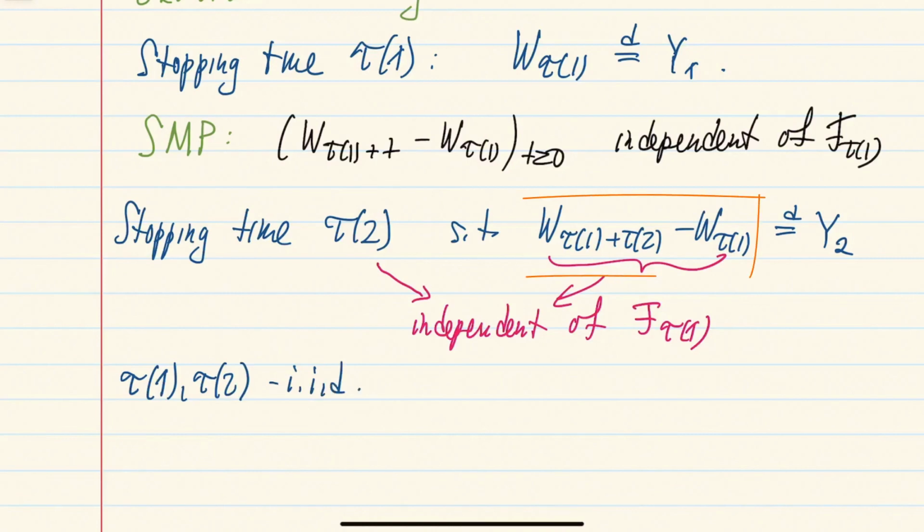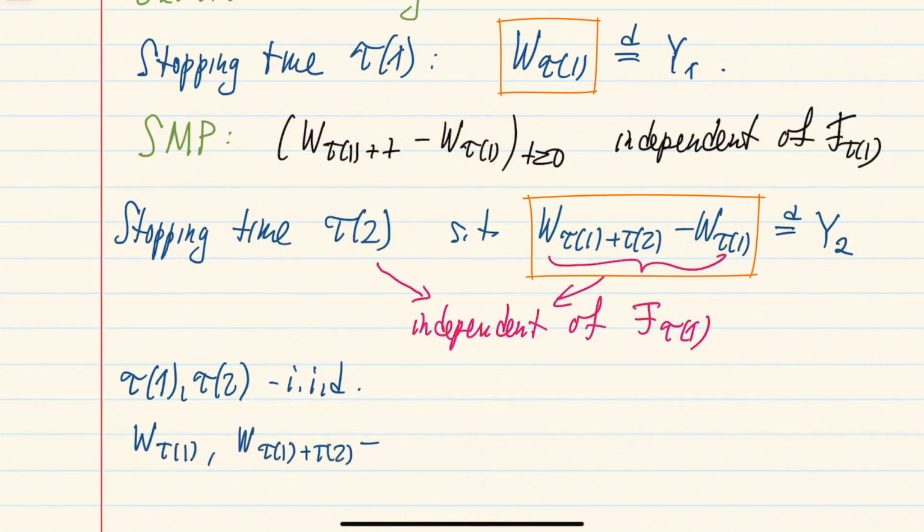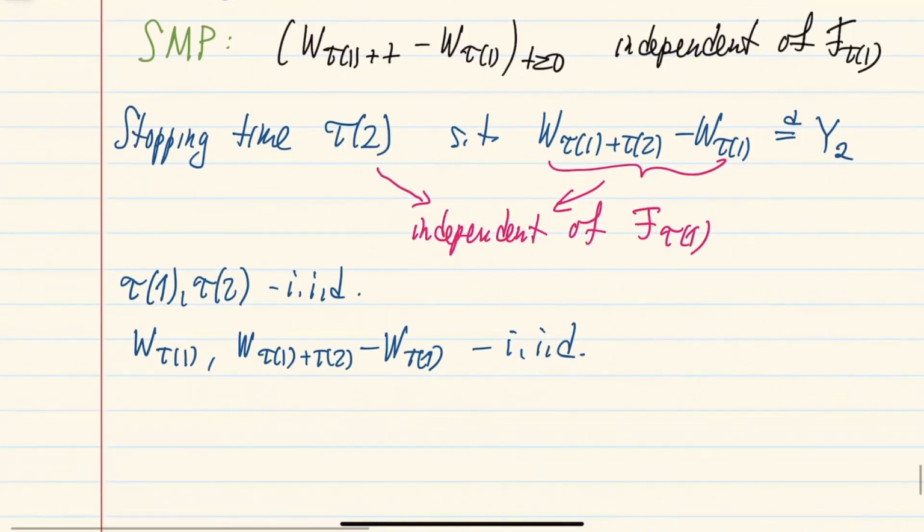Right? And the increment we wrote here is independent of the process W at time tau 1. So indeed, as a pair, you can view those as equal in distribution to y1 and y2 because they are also independent and identically distributed. Right? So W tau 1 and the increment are also independent and have the same distribution as that sequence y1, y2, and so on. Okay, and then we just repeat this recursively.